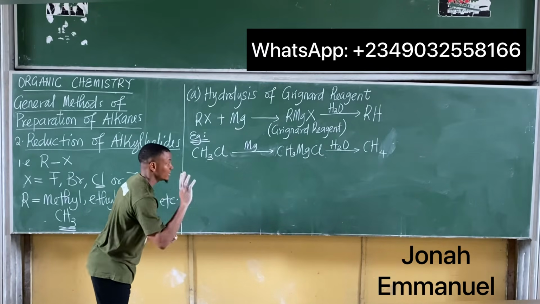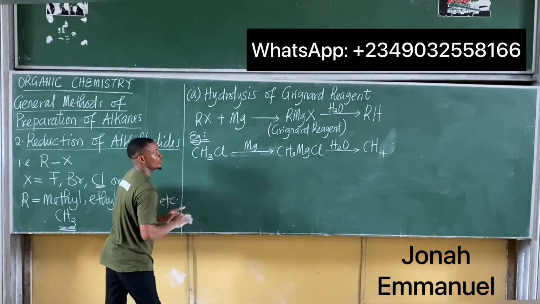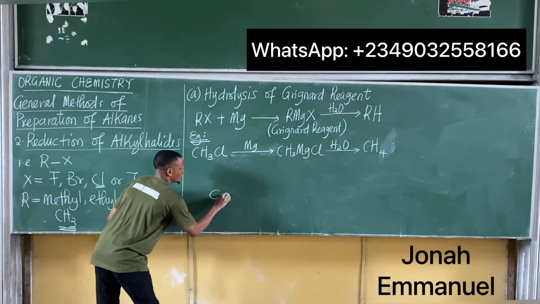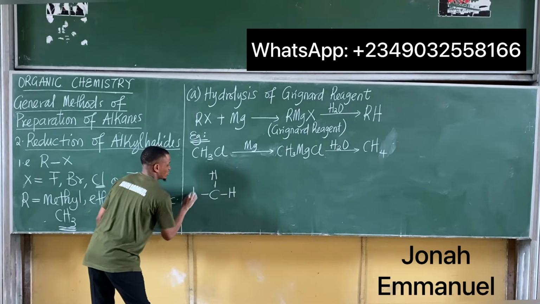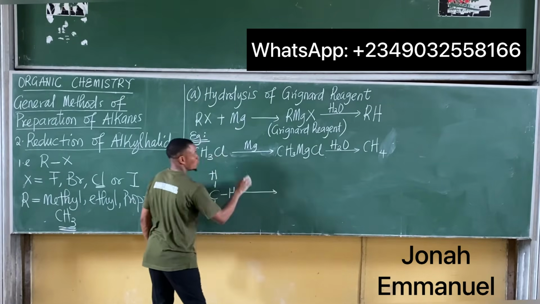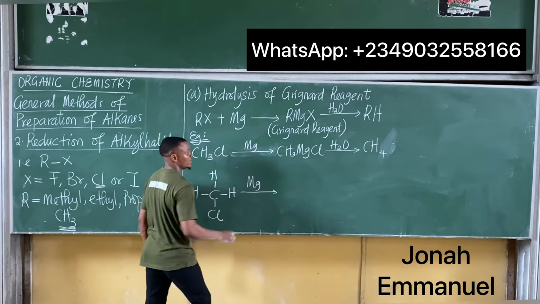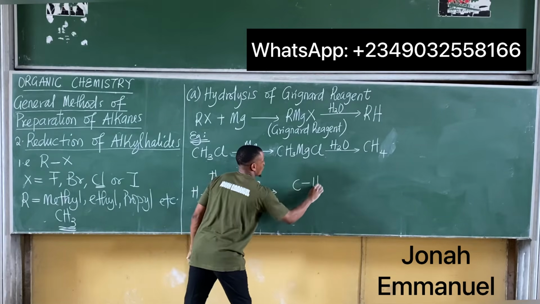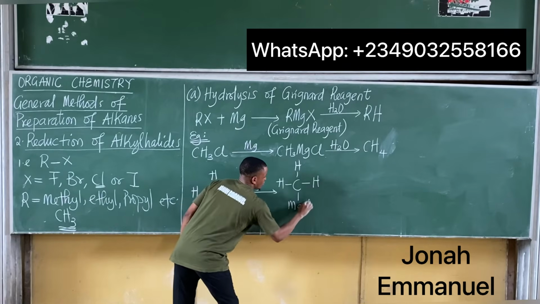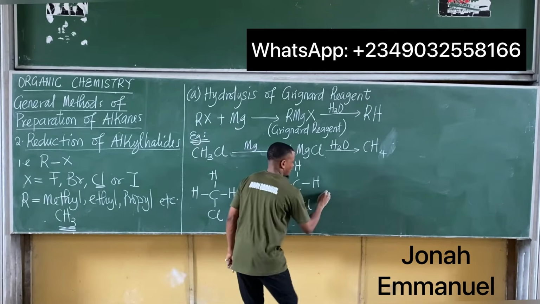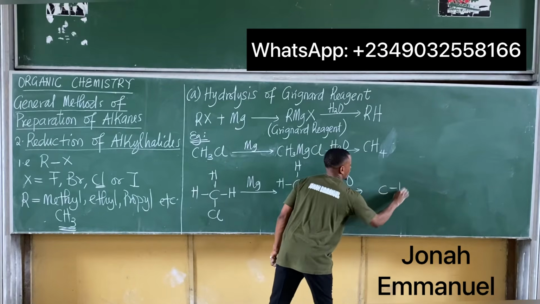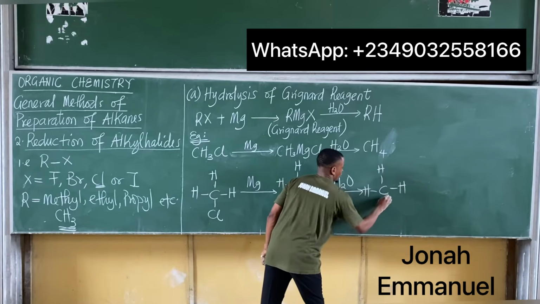Now listen. They will also ask you to draw the structural form of this. In structural form, what will it be? CH3, so it becomes this, 1, 2, 3, and then chlorine, Cl. Combine this again with magnesium, Mg. It gives you C, 1, 2, 3, MgCl. I'm having MgCl, magnesium chloride. And then pass it through the influence of H2O. It gives you CH4, C, 1, 2, 3, 4.